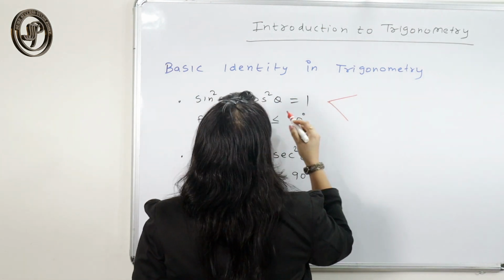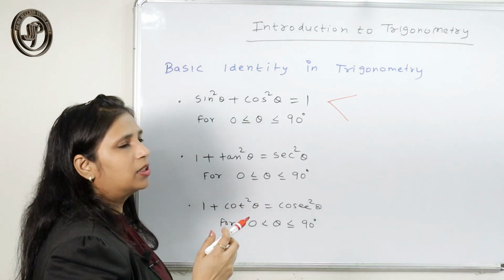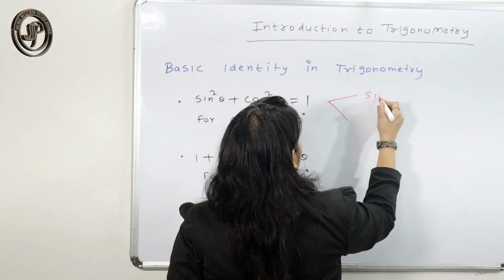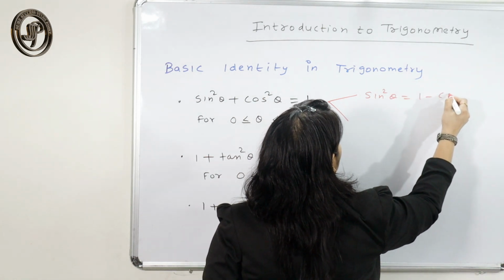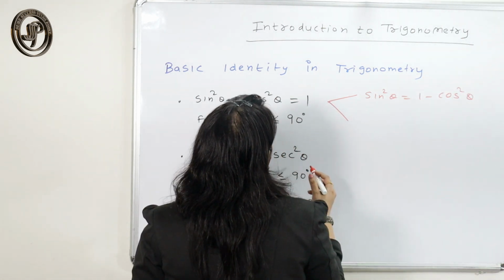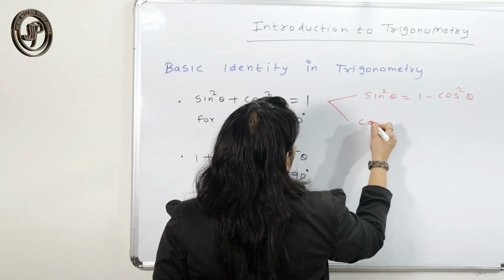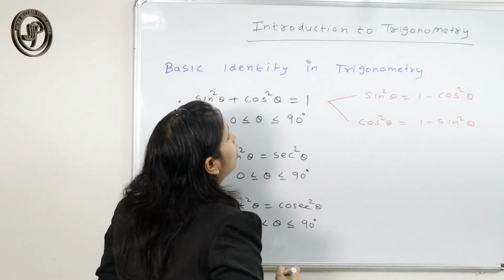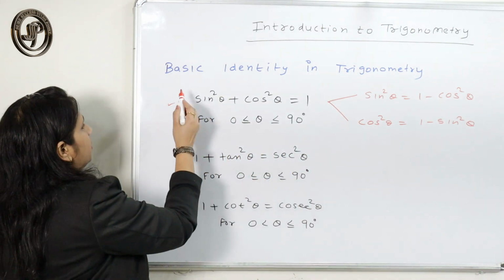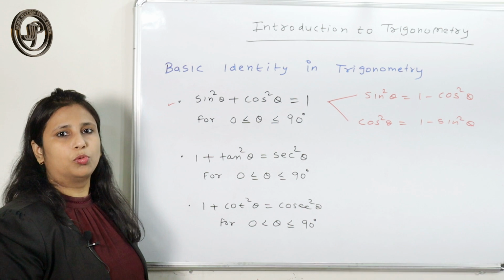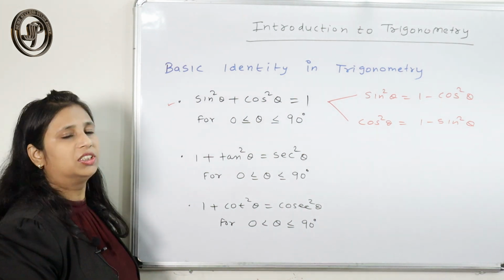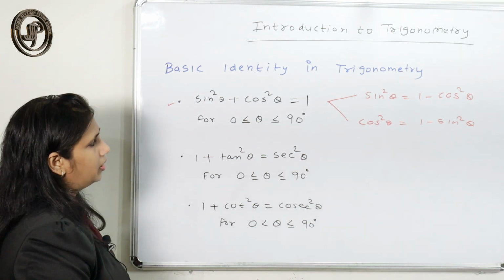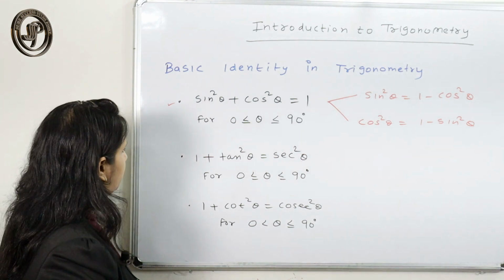from this identity we can write sin square theta plus cos square theta equals 1. From here we can derive that sin square theta can be written as 1 minus cos square theta, and cos square theta can be written as 1 minus sin square theta. So from this identity I can derive the two formulas: sin square theta equals 1 minus cos square theta, and cos square theta equals 1 minus sin square theta.